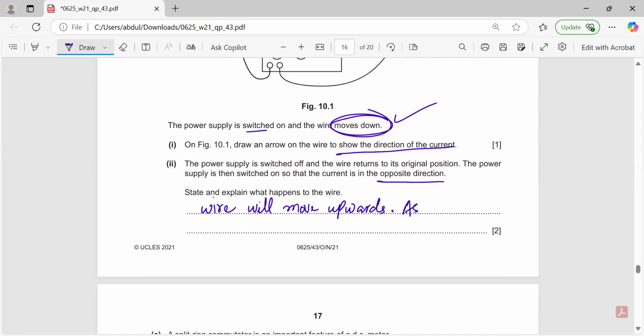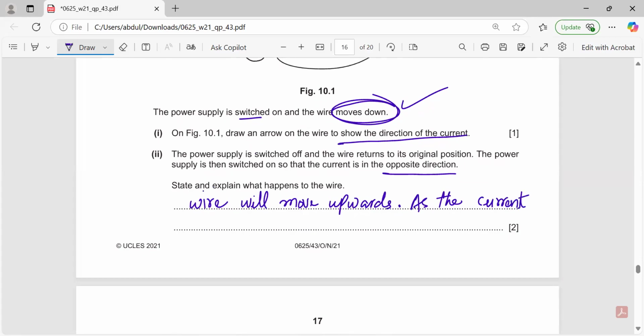Why? As the current is reversed, the direction of the magnetic force, I'm writing just force, is also reversed.